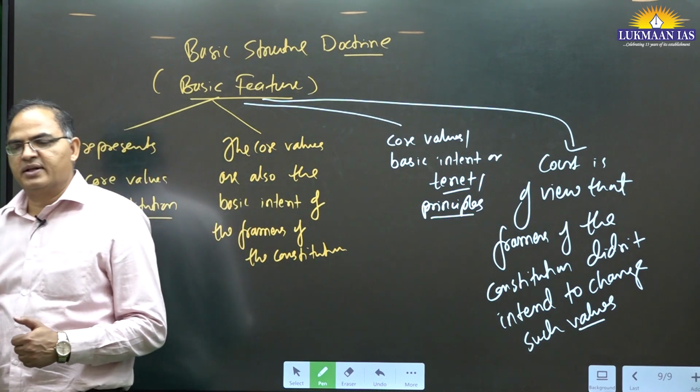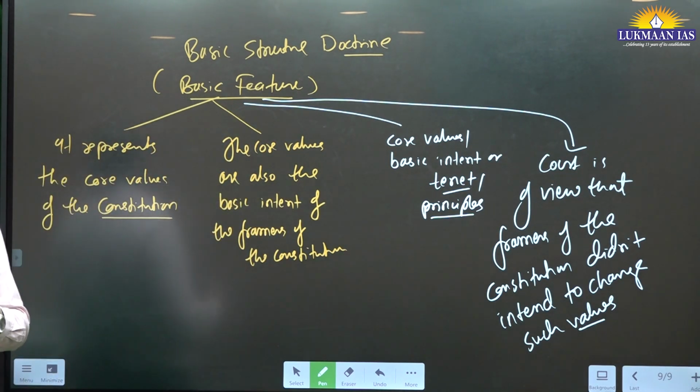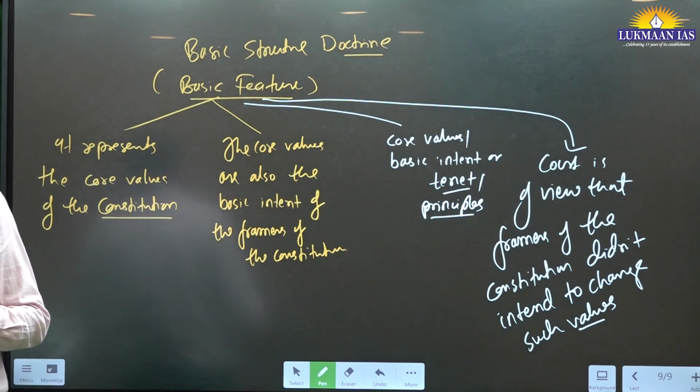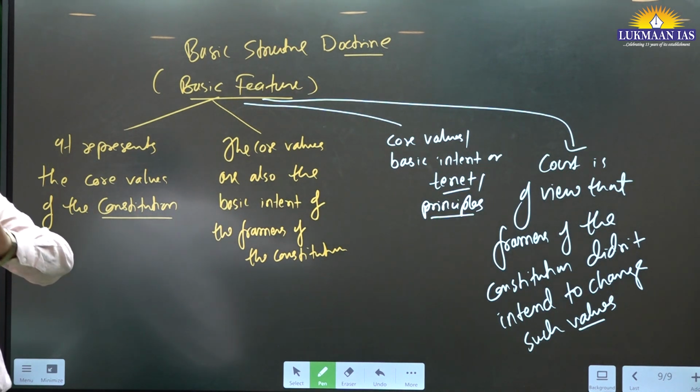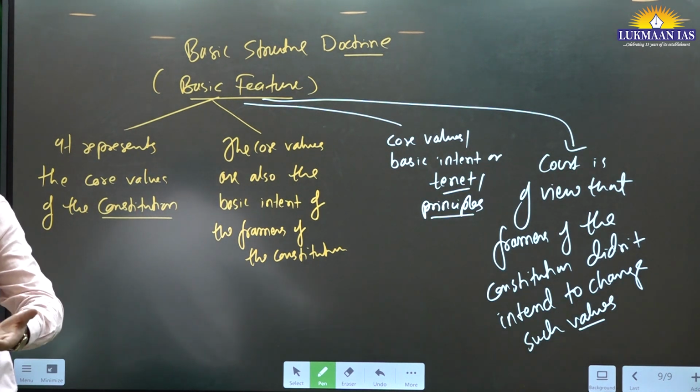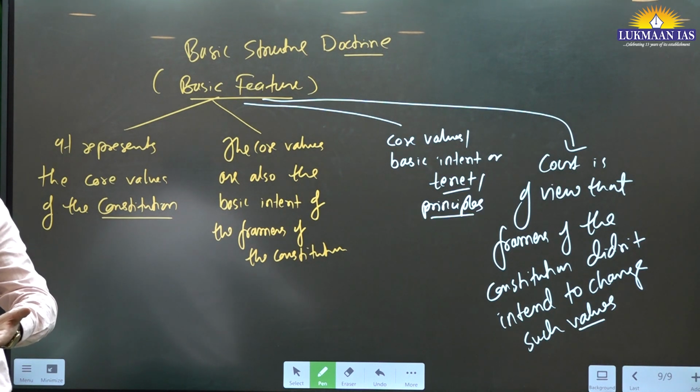That we can say. So then the question will come that it is a judicial innovation. Since it is a judicial innovation, whether the framers of the constitution intended this, right? How do they know that the framers of the constitution intended it? It is said, whether they intended to impose a limitation on Parliament or whether Parliament was given unbound power to amend.